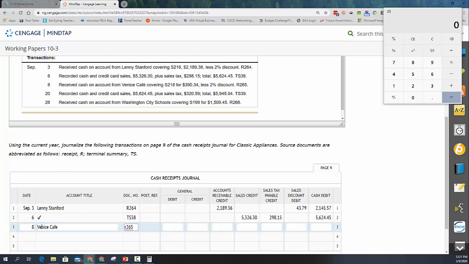On the 8th, received cash on account from Vince Cafe covering S218 for $390.34, less a 2% discount. So I'm going to put that $390.34 under accounts receivable. I'm going to find 2% of that. 30% would be a really big discount. And my sales discount on that one is going to be $7.81. Because you got to round that one up because the digit after is a 6, so it's going to round up to $7.81. So I'm going to take $390.34, subtract $7.81, and get $382.53.